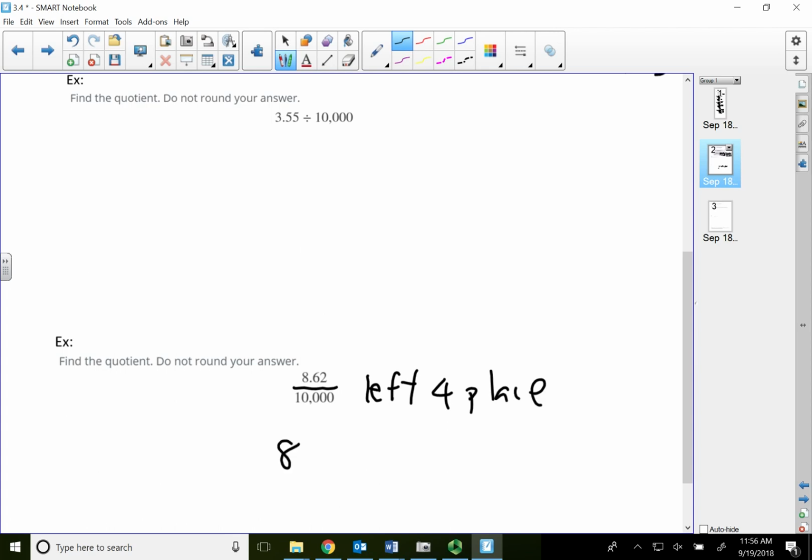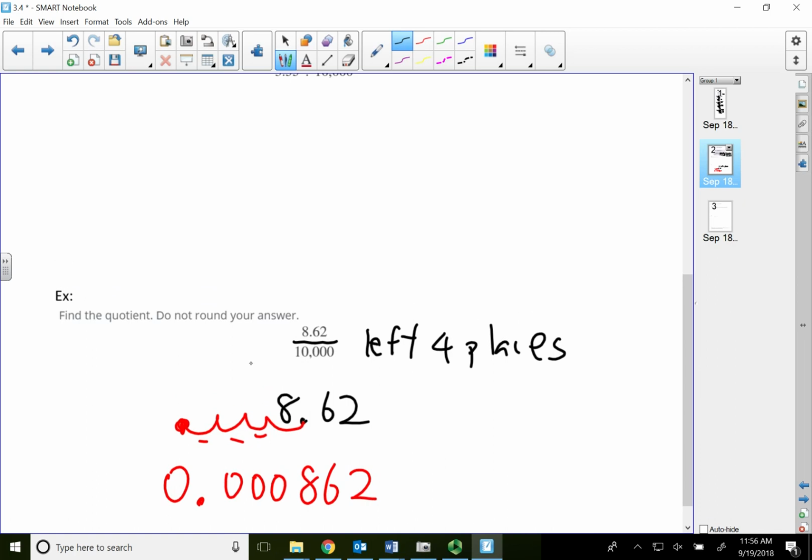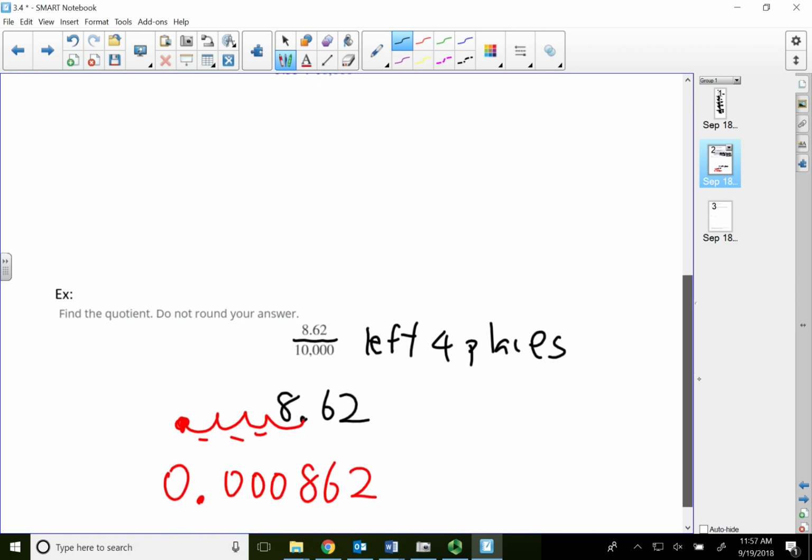So for this 8.62, if I move to the left four places, 1, 2, 3, 4 decimal places right here, and in front of the 8, I have 3 empty slots where I can put my zeros in. So then my answer got to be 0.000862. So by understanding the power of tens, I don't have to divide this decimal 8.62 using long division. I can just do it by moving my decimal places.